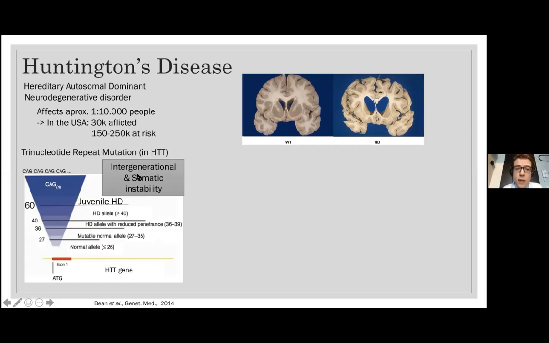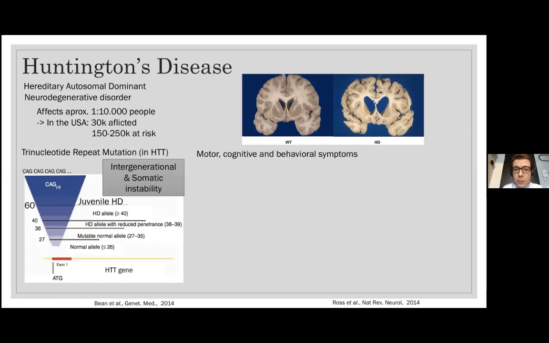And it's interesting how this mutation is very unstable. So from one generation to the other, the number of repeats can increase, especially when the disease is passed on by the father, because the number of repeats can expand during spermatogenesis. There's also somatic instability within each tissue. So throughout our life, the mutation can increase, namely in the striatum, which you can see in this picture is really affected in HD.